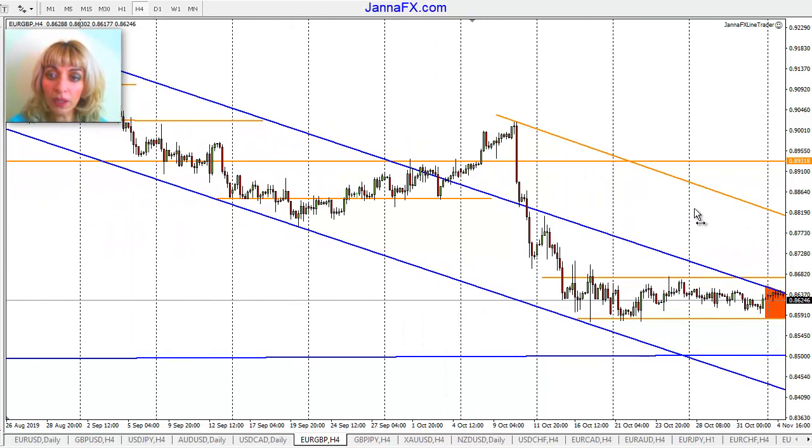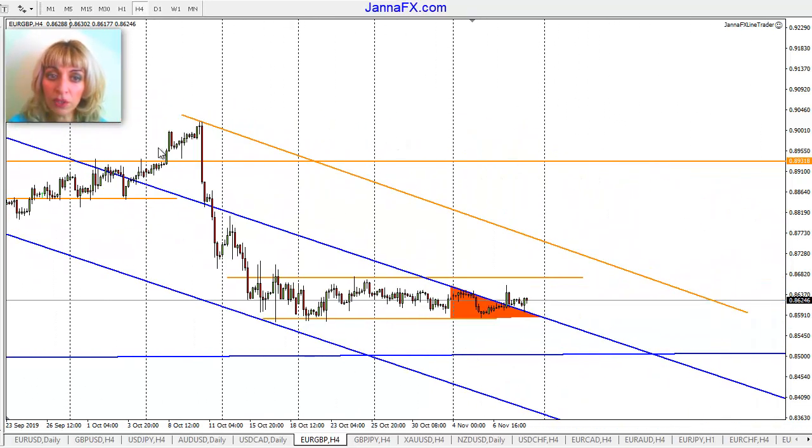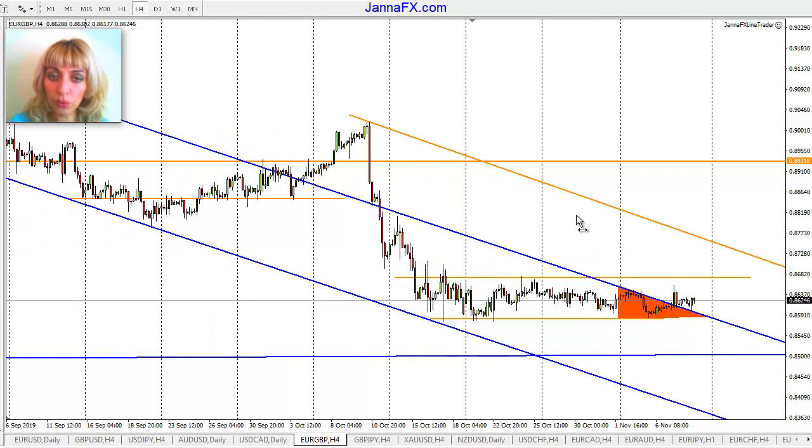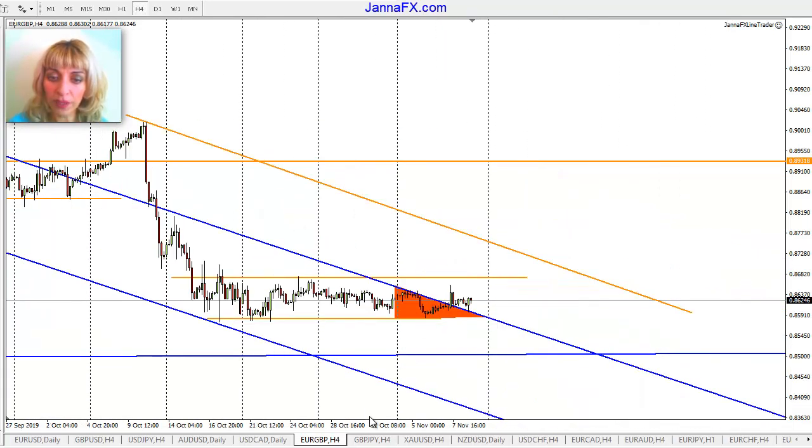So I have levels here. You see the previous jump out of our channel we had, so that's why I have this level here. So if possibly it will continue the way, maybe if it will go a little bit more to this area between those two levels, maybe this is where I will look at the next possible entry point. So we will see, but I'm not sure if it's worth it to look at this point for this pair.